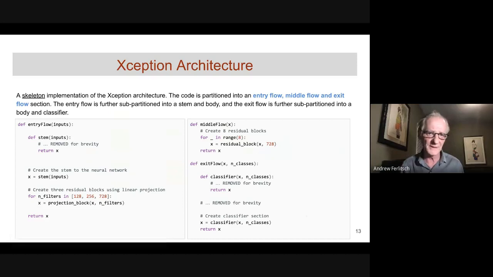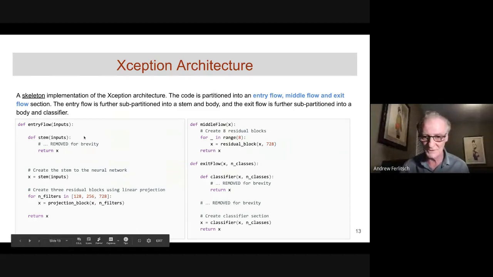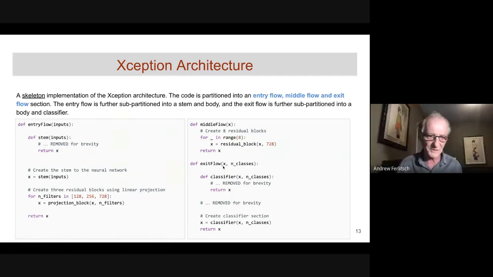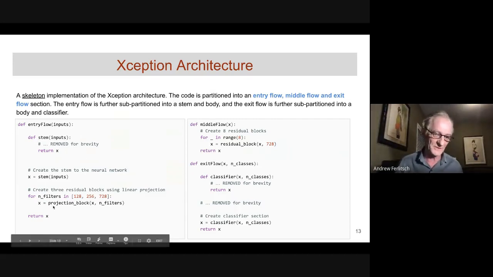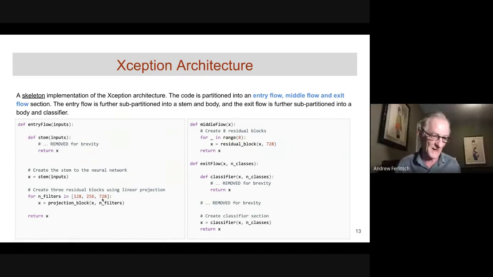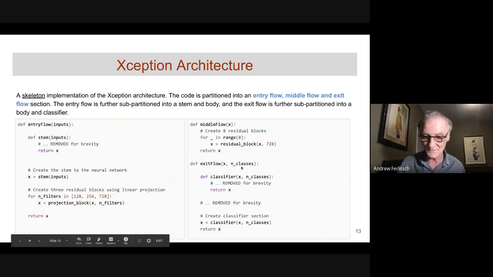So here's a template for an Xception architecture. We're going to leave out all the layer information. So we're going to have three functions: our entry flow function, our middle flow function, and our exit flow function. And we're going to have as an embedded sub function the stem inside the entry flow, and the classifier inside the exit flow. So in the entry flow, we're going to instantiate the stem, construct it. And then it had three residual blocks, referred to as projection blocks, and they progressively increased in size. So there's a 128, a 256, and then a 728. The middle flow consisted of 8 residual blocks, all with the same number of filters, 728. And then the exit flow, for brevity, I've removed the code, and then finally the classifier with the specified number of classes.